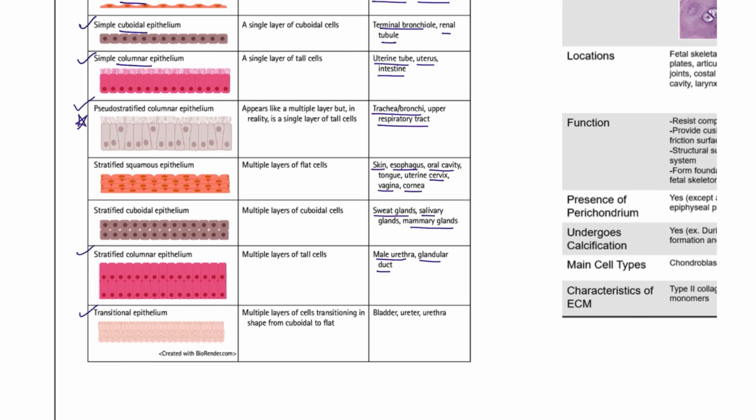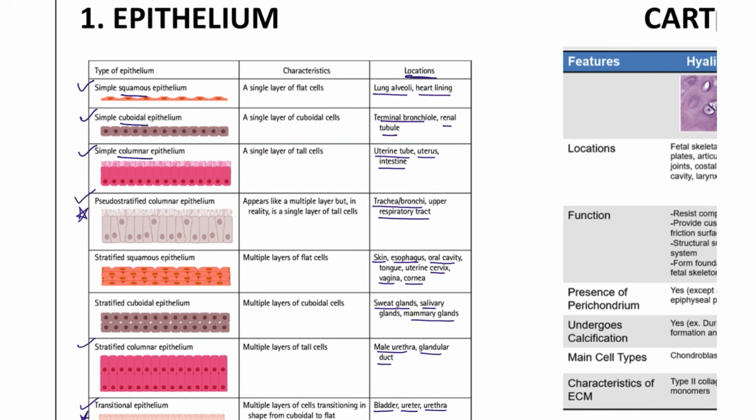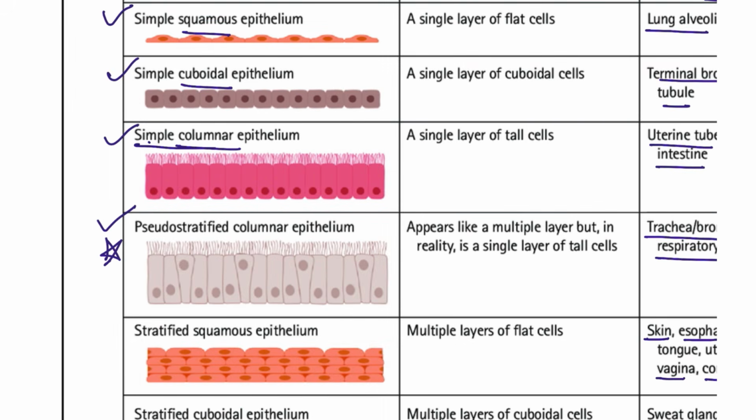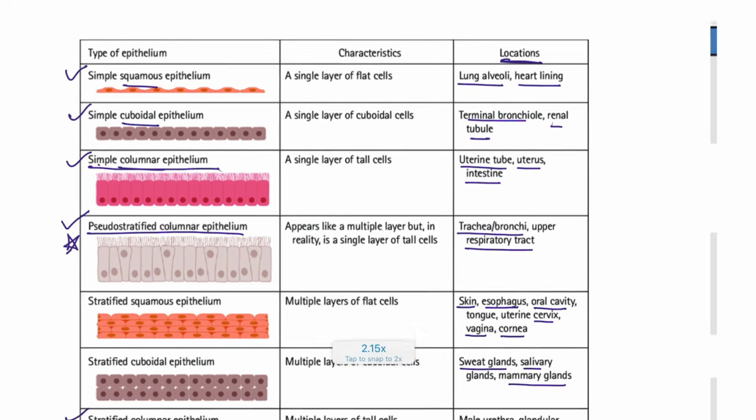And transitional epithelium, another important point, is present in the bladder, ureter, and the urethra. All these questions can be expected in the examination. Also, where is the cilia present? If you observe, it is present in the simple columnar epithelium and the pseudostratified columnar epithelium, right?